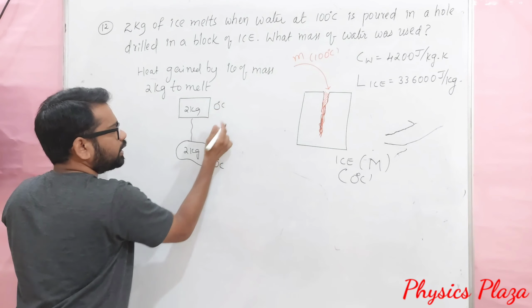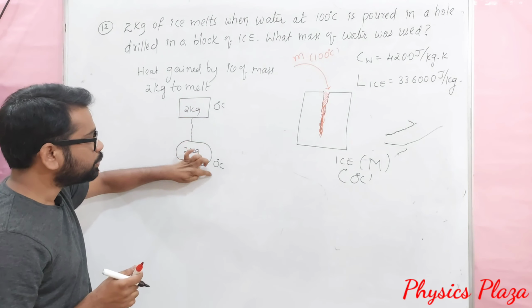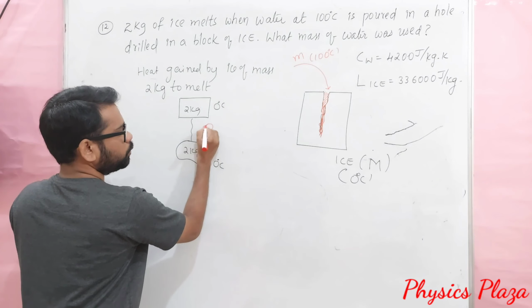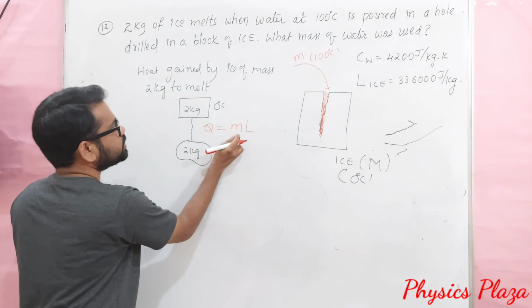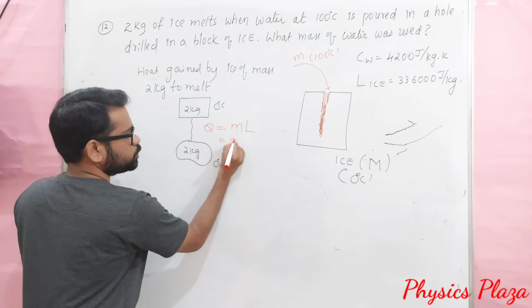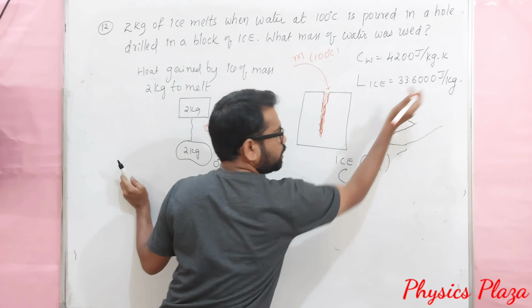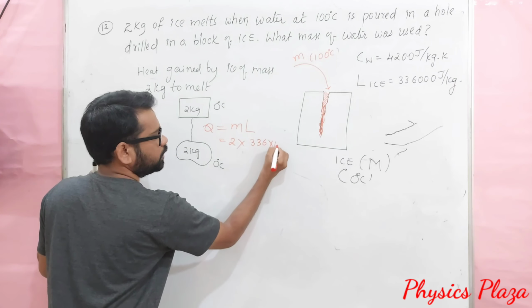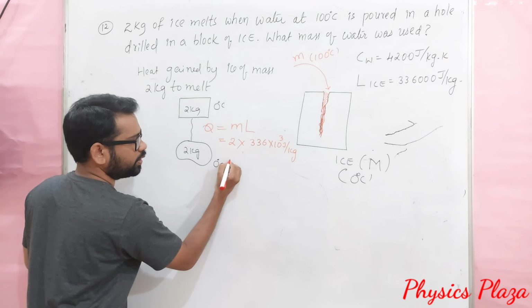So children, how do we calculate the heat gained by the ice in this case? There is no change in temperature, but there is a change in state. So we use Q is equal to mL. M is 2 kg, so that is 2 into L, and L is given as 336 into 10 power 3 joule per kg. So how much do we get?